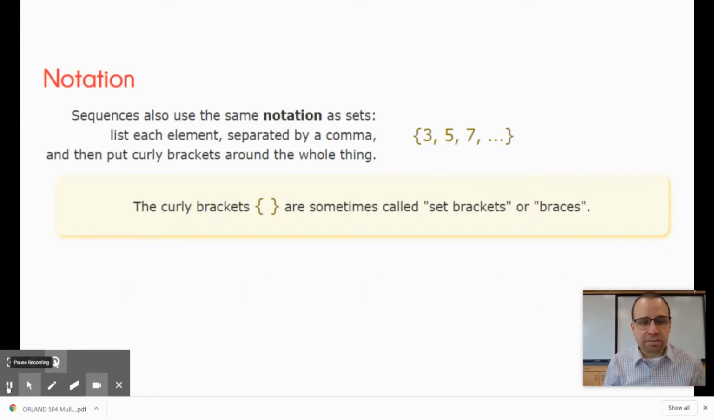The notation for a sequence uses the set notation symbol, or the set brackets, also called braces. They're the curly brackets that are located right next to the P on your keyboard, but you're going to have to hit Shift to get the curly brackets.